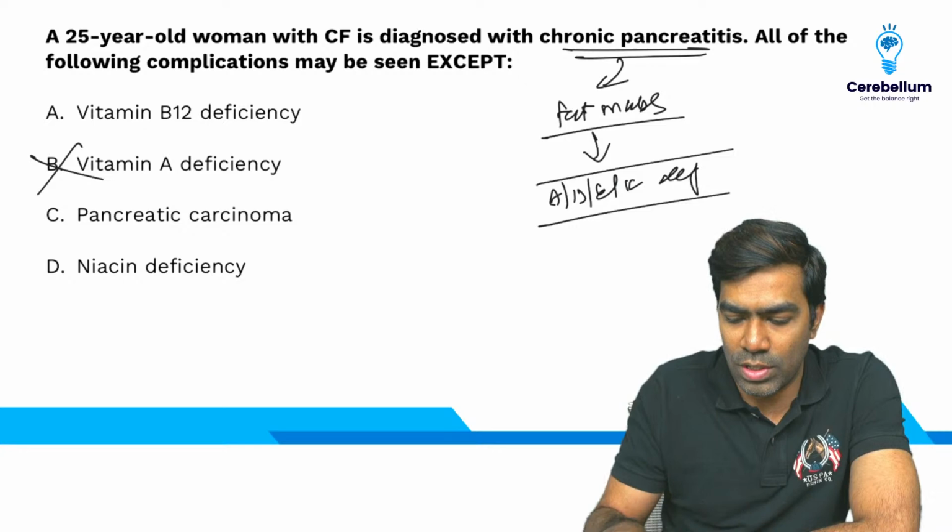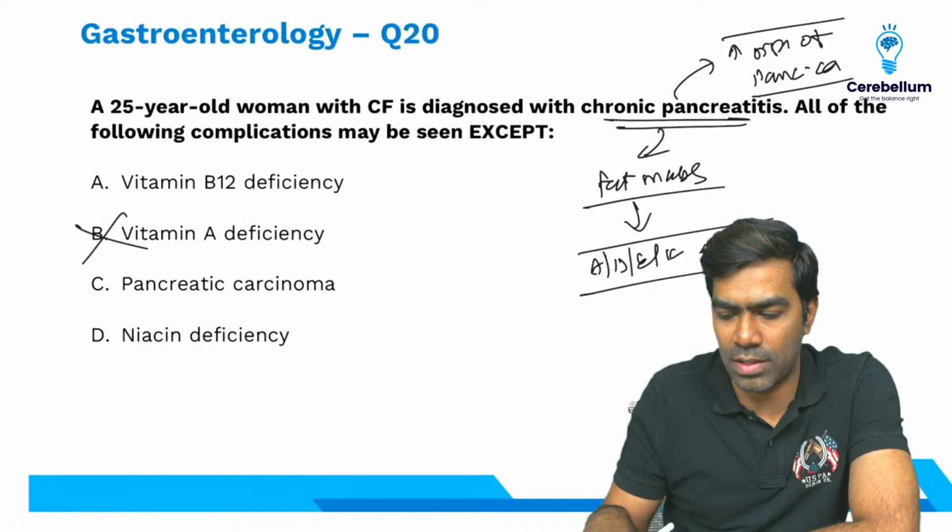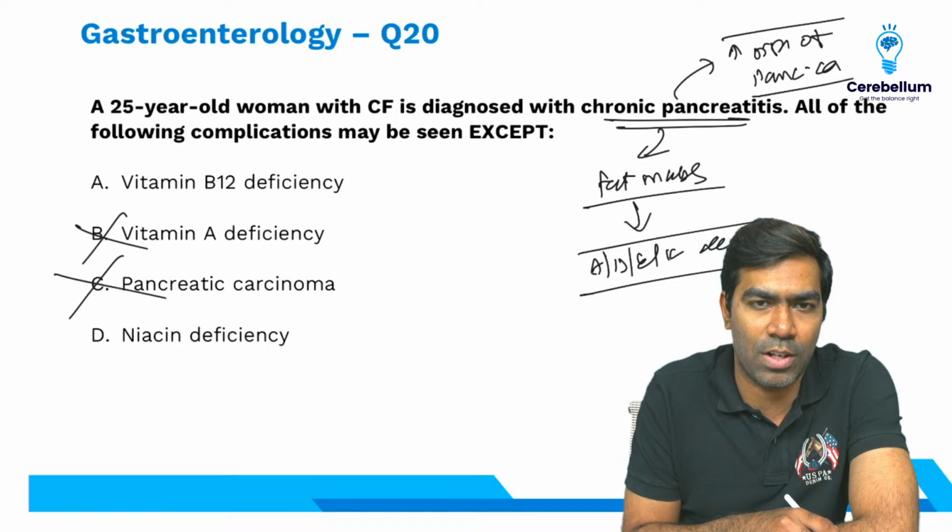And we know that chronic pancreatitis is one of the important risk factors for pancreatic cancer. Any chronic pancreatitis is a risk factor for pancreatic cancer. So that's also ruled out. Patients will be having that complication as well.